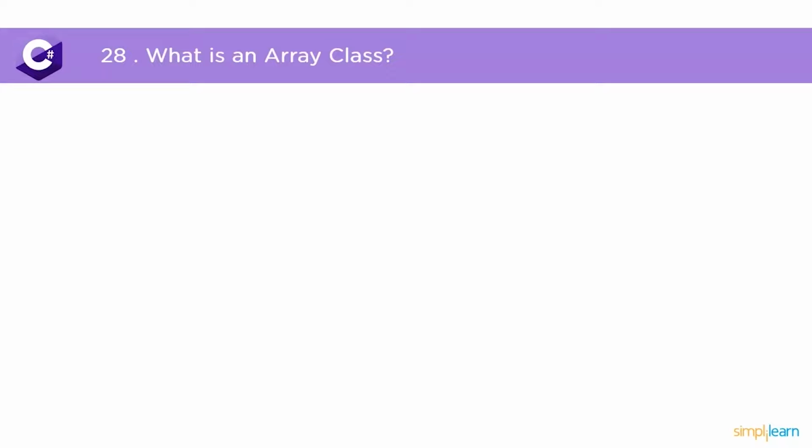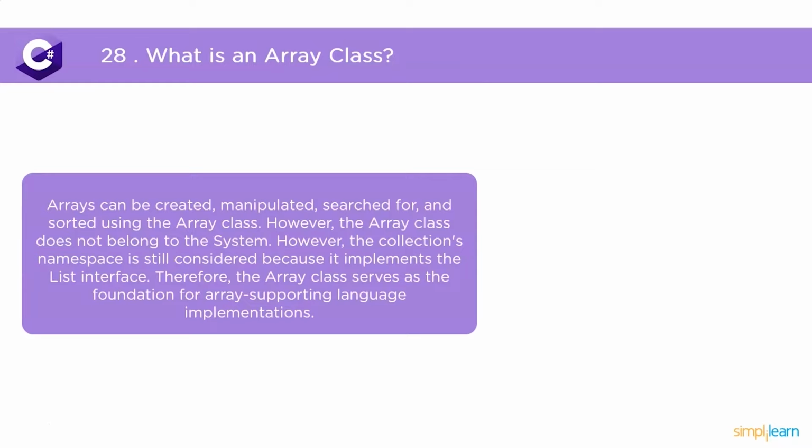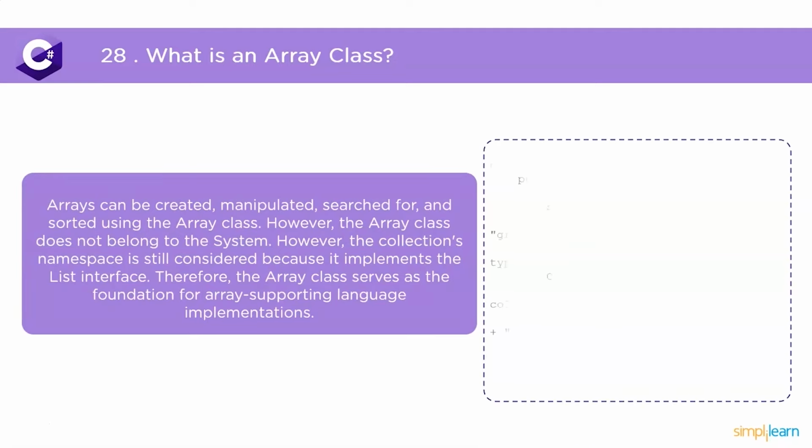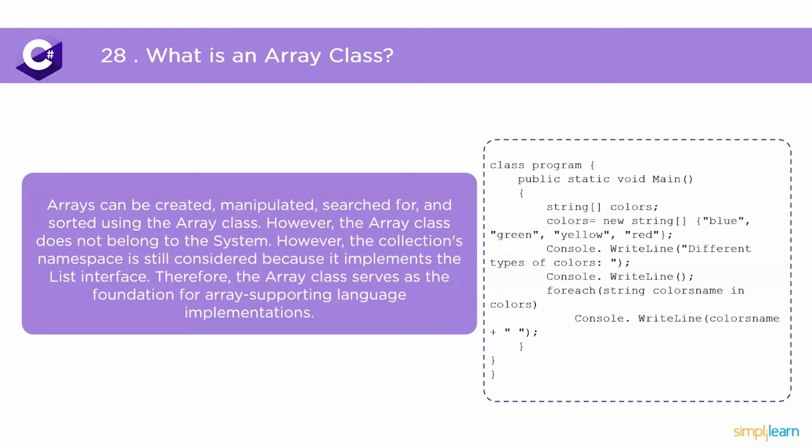Now we have the 28th question. What is an array class? Arrays can be created, manipulated, searched, and sorted using the array class. However, the array class does not belong to the system namespace. However, the collection's namespace is still considered because it implements the list interface. Therefore, the array class serves as the foundation for array-supporting language implementations. We have an array called colors, with 4 colors: red, blue, green, and yellow. We print those colors in this array class example.